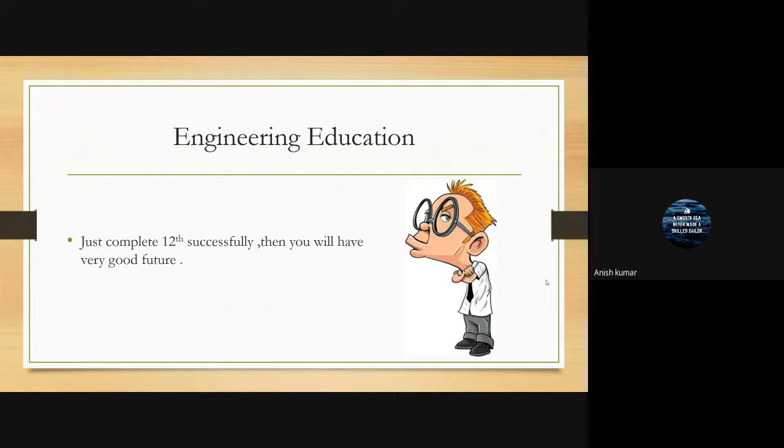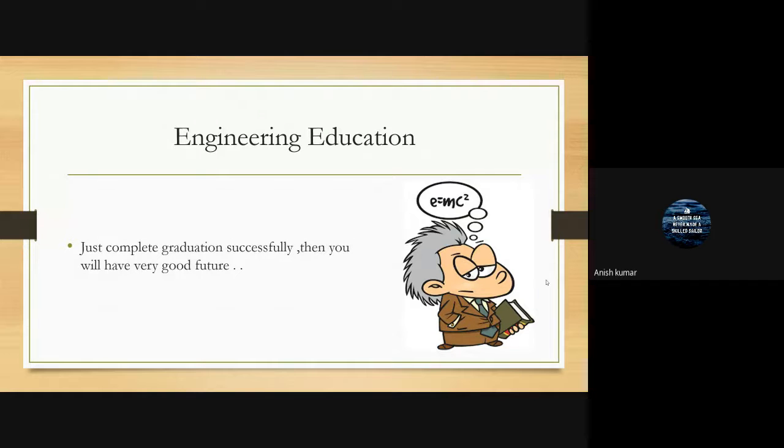Then later it comes, just complete 12th successfully, then you'll have a very good future. Is it so? We have completed 10th and 12th. Our life is not successful. Next, just complete graduation successfully, then you'll have a very good future. Is it so? So mark these words: just complete, just completion.